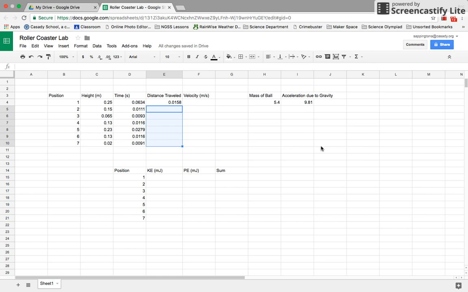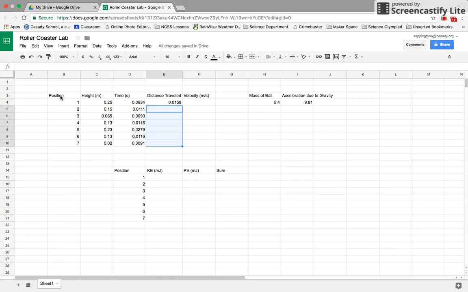So this is going to be a screencast of our roller coaster data. And what you're going to do is make a spreadsheet that will check all the work you've done by hand with the calculator. All right, so what you'll need to do is set up your data table in the spreadsheet.